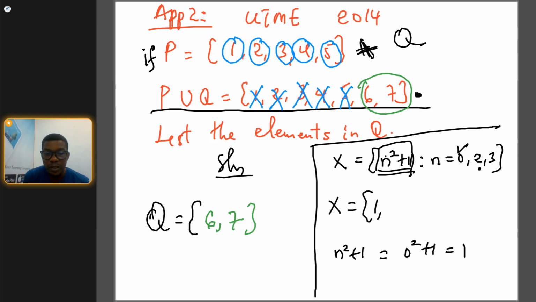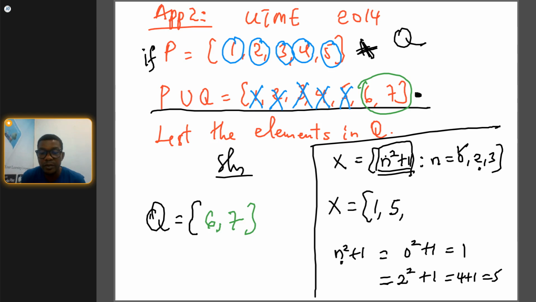When n was equal to 0, we said 0 squared plus 1, changing this n to 0. Now, if n equals 2, what's going to be your value? That will be 2 squared plus 1. 2 squared is 4, 4 plus 1 equals 5. So the next one is 5. I leave the next one to you.